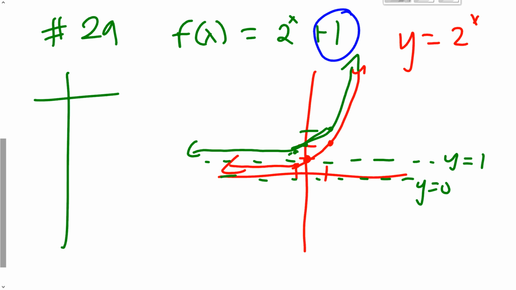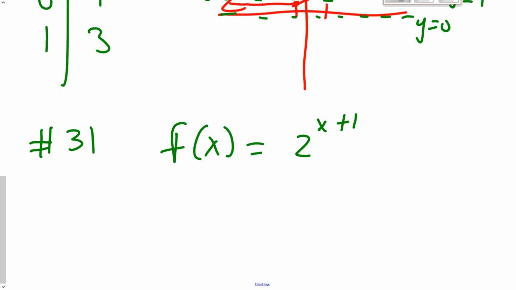Again, you could make a table as well and start plugging them in. And you can see those just change. When I plug in -1, I'm going to get 1 1/2, so 3/2. I plug in 0 and I get 1. I plug in +1 and I get 3. So here you go, f of x equals 2 raised to the x, plus 1.